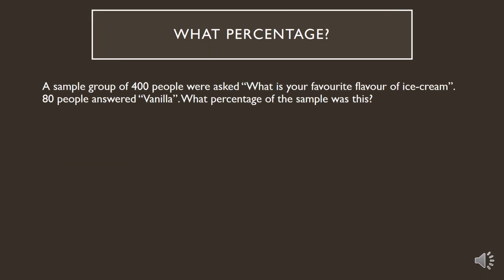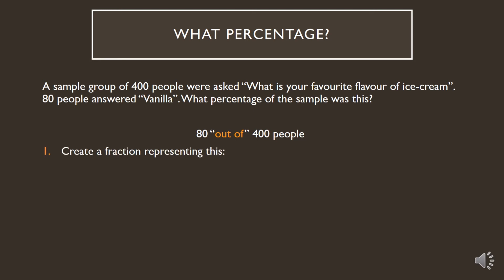Okay, a different question might ask you to find what percentage. And if you're asked what percentage, well, your answer should be a percent and have the percent sign beside it. Here's our example. A sample group of 400 people were asked, what is your favorite flavor of ice cream? 80 people answered vanilla. So what percentage of the sample was this? So first we'll say it in words. There were 80 people out of 400 who liked vanilla. So 80 out of 400.